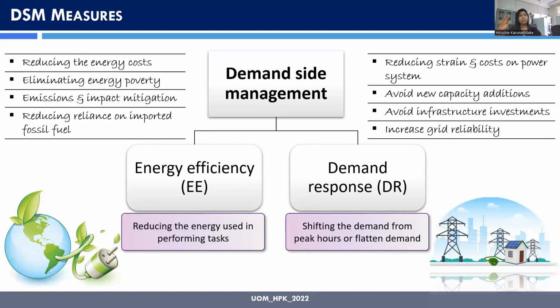We can try to minimize the passive solar gains, thereby minimizing the indoor heat gains. Or we can try to recover waste heat and use it in some process heating or water heating applications. By initiatives like this, we are trying to essentially reduce the amount of energy used. So it can eliminate energy poverty, mitigate emissions and other environmental impacts, and also reduce the reliance on imported fossil fuels.